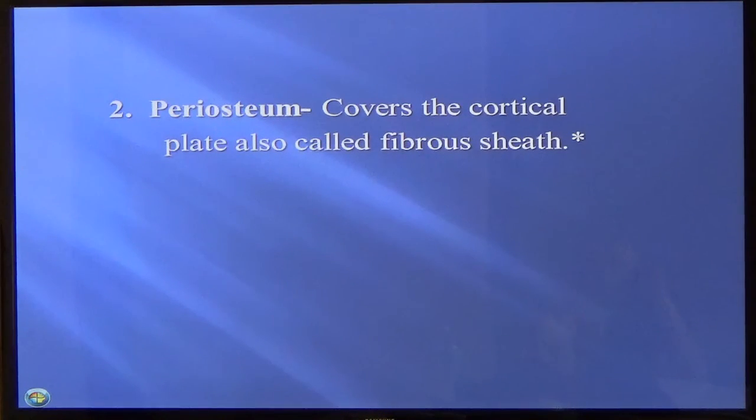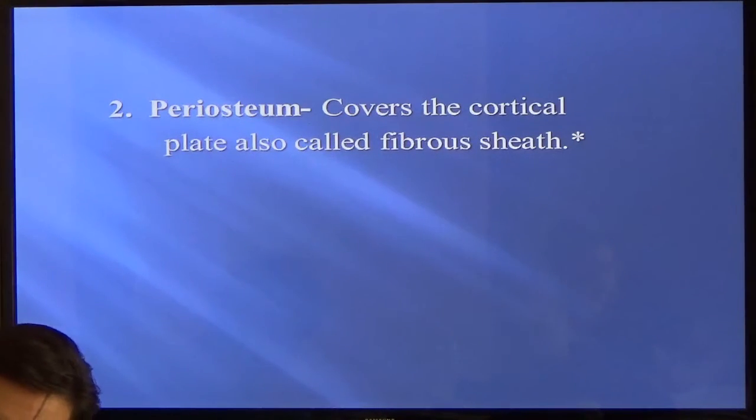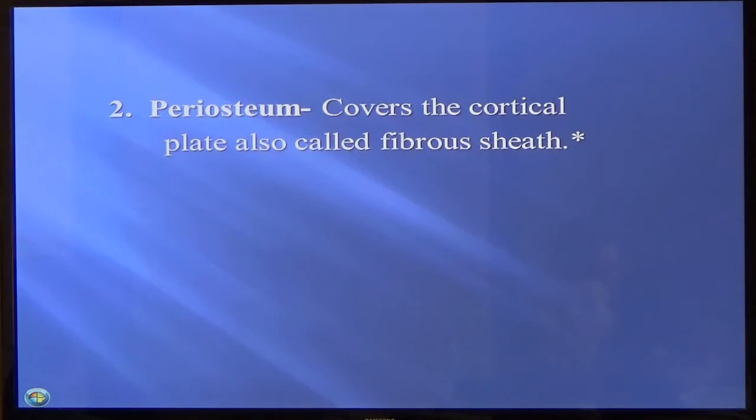Periosteum covers the cortical plate. So again, the cortical plate is the outside part of the bone. And then you have the periosteum, which is like a fibrous sheath. So if the table is the alveolar bone, then you have the cortical plate, which is this hard surface, and then on top of that hard surface, you have a sheath of fiber, which would be the tablecloth.